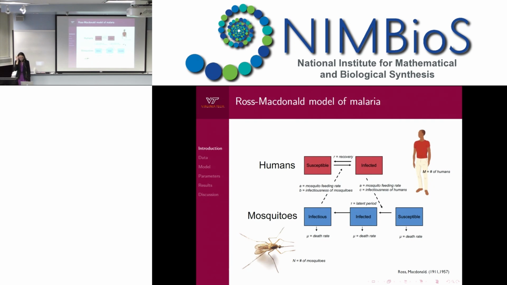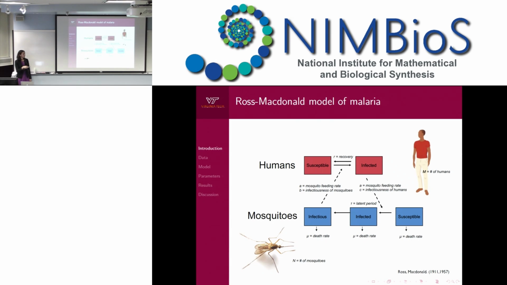Modeling malaria has a really rich, long history, over 100 years. One of the canonical models for malaria is called the Ross-Macdonald model, named after Ronald Ross and George Macdonald, who both had large contributions to it. It's succinctly denoted through this compartmental model where we divide humans into susceptible and infected classes, and we divide mosquitoes into susceptible, infected, or infectious.